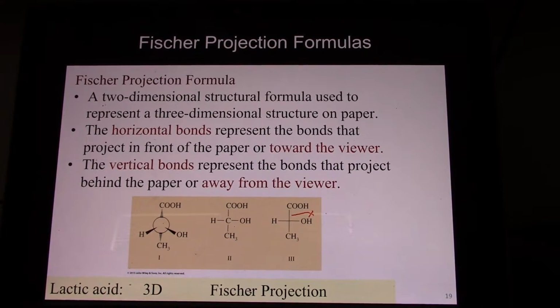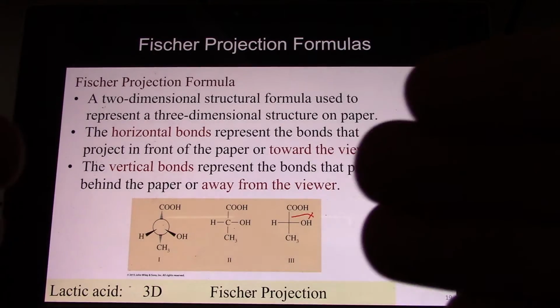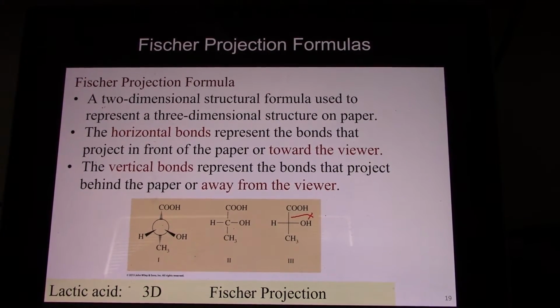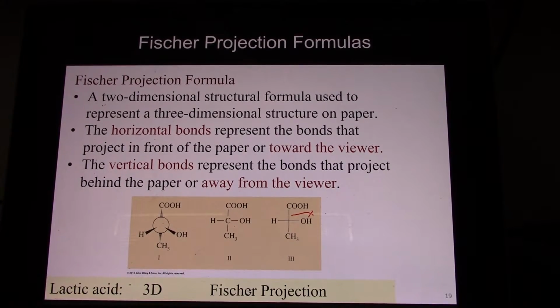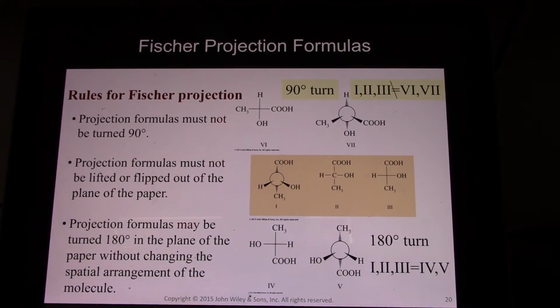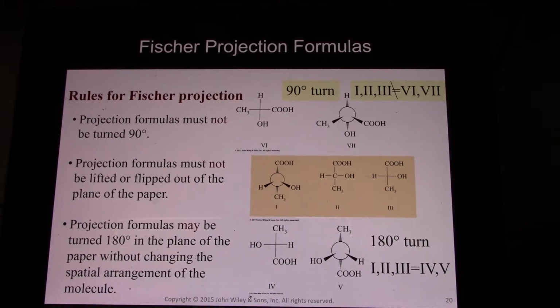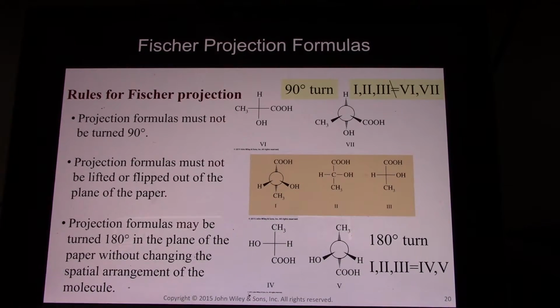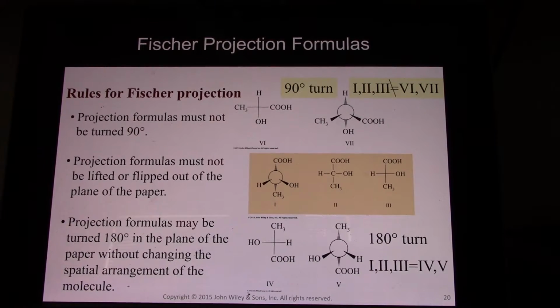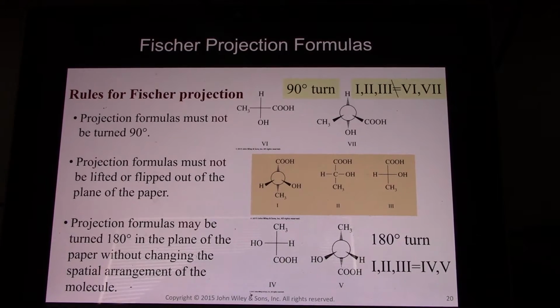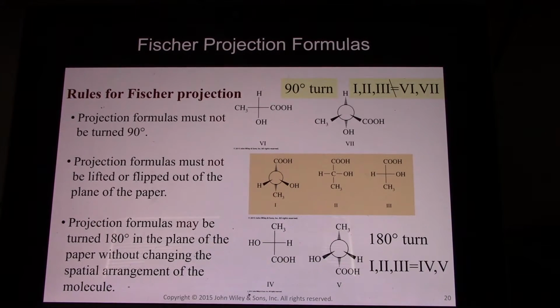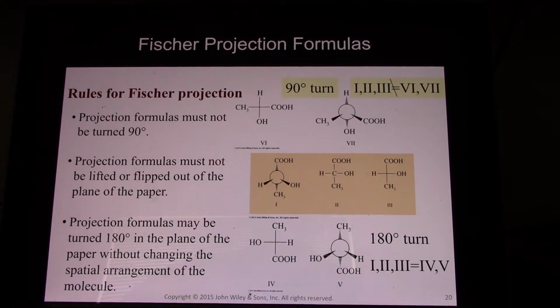Horizontal bonds represent bonds that are coming forward. They're in front of the plane of the screen. The vertical bonds are going behind the plane of the screen, giving you a 3-dimensionality. So you can't turn formulas 90 degrees because that changes whether the bonds are coming towards you or away from you. Fischer projections are useful with carbohydrates. You'll see them a lot next chapter with carbohydrates.